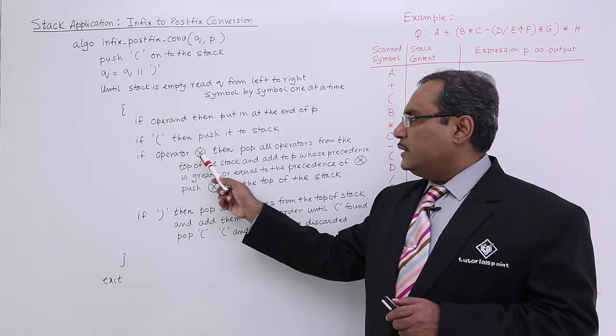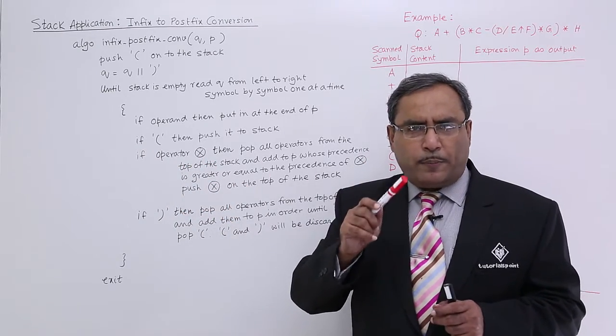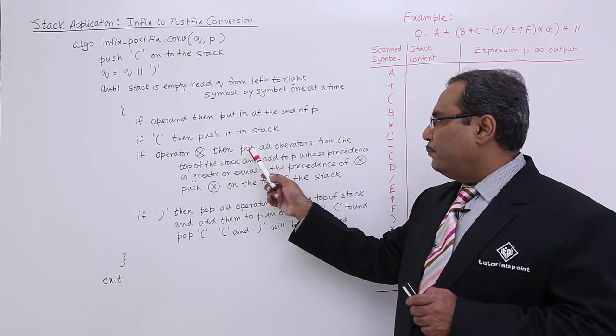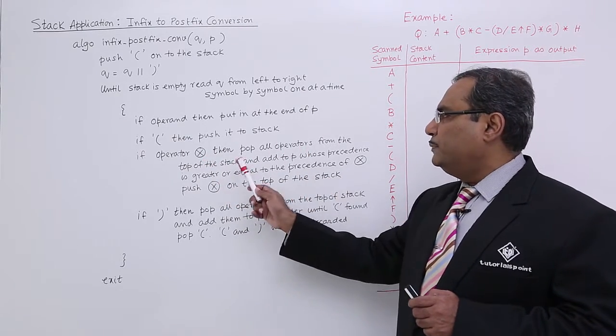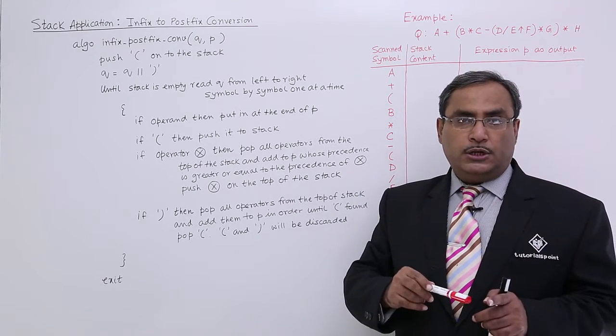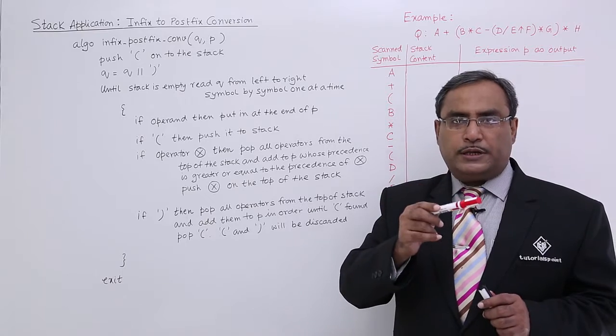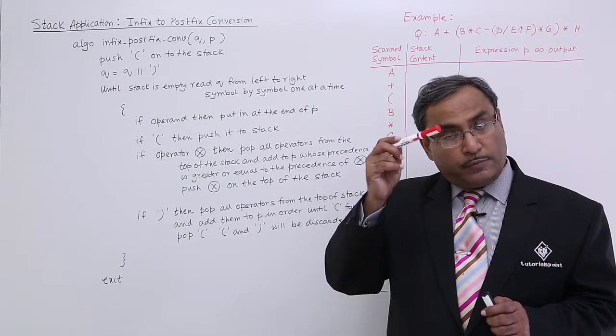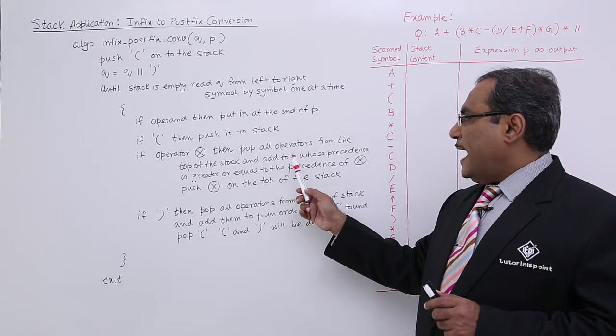So, if an operator is encountered, then pop all operators from the top of the stack. That means the stack will be containing so many operators. So, we should pop out those operators only from the top of the stack, not from the body of the stack, and add them to P.